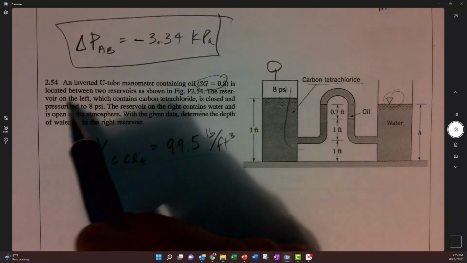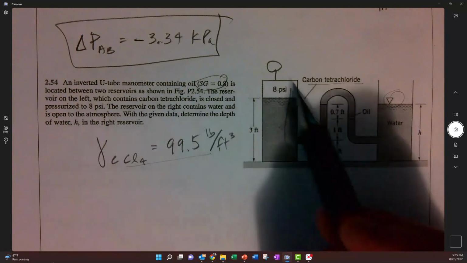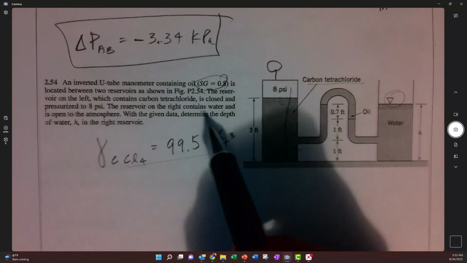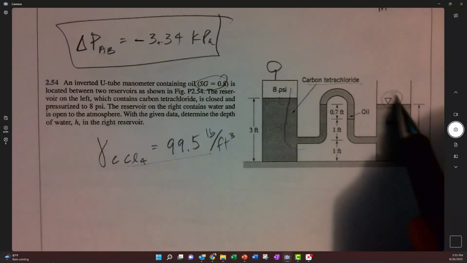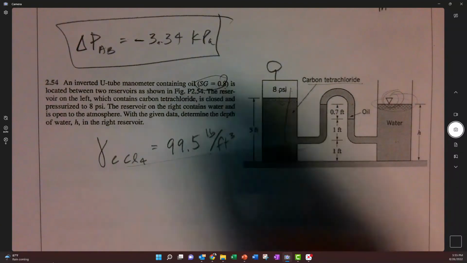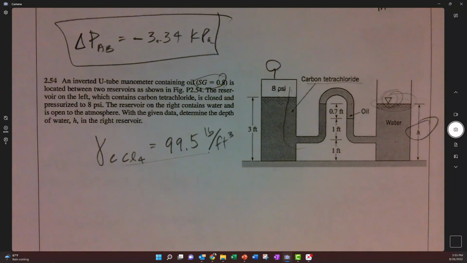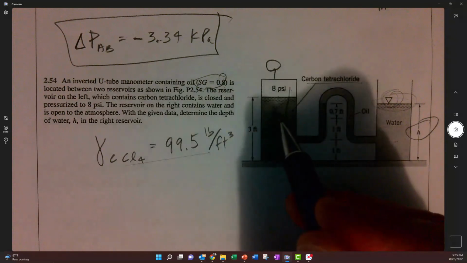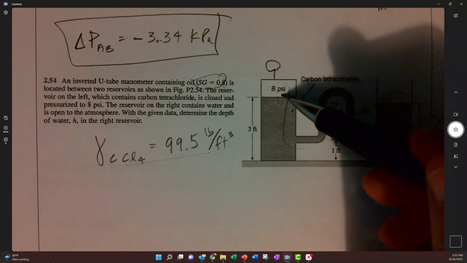The reservoir on the left, carbon tetrachloride, is closed, so it has a pressure in there. The reservoir on the right contains water and is open to the atmosphere. That's what they mean by the way it looks. With the given data, determine the depth H. All right, so we've turned this problem around a little bit, but if we just follow our procedure, we're going to be good. So what we want to do here is start out here and end up there.